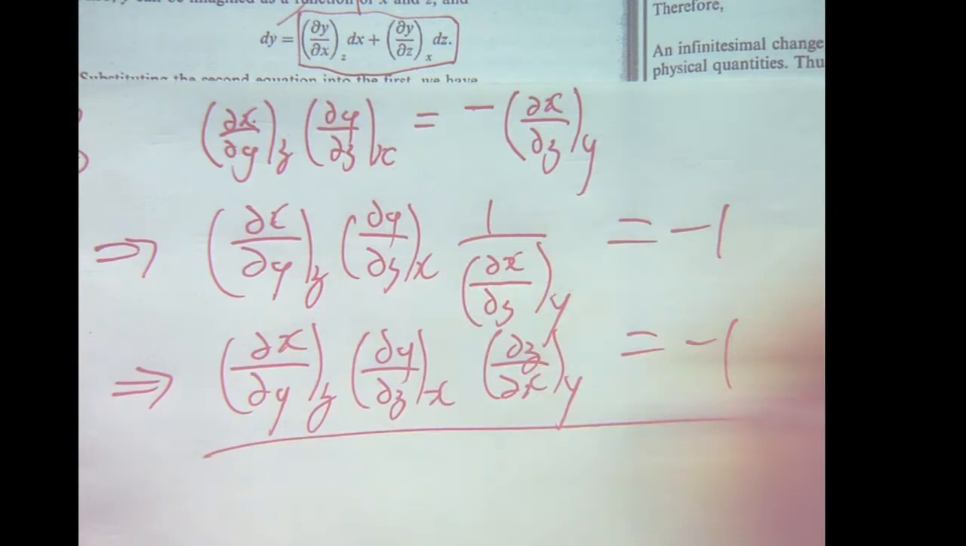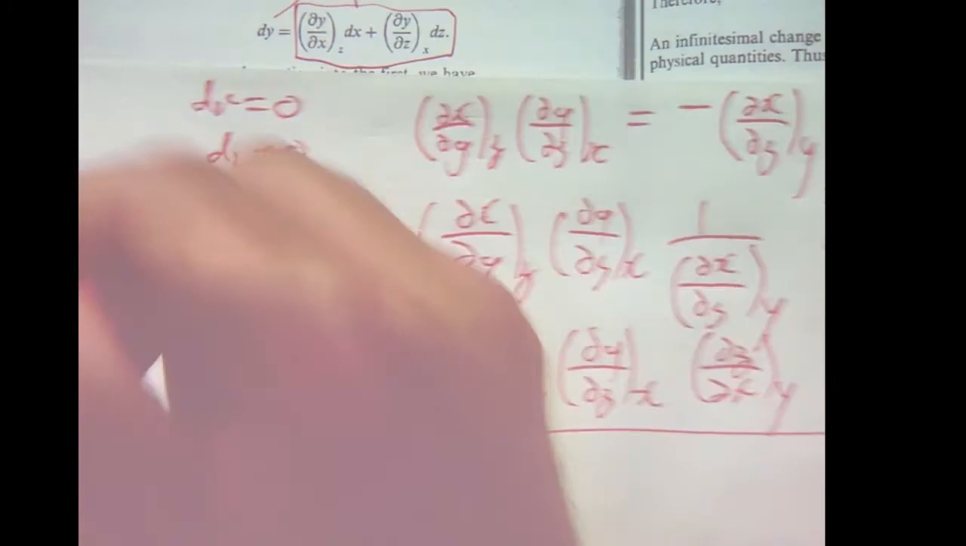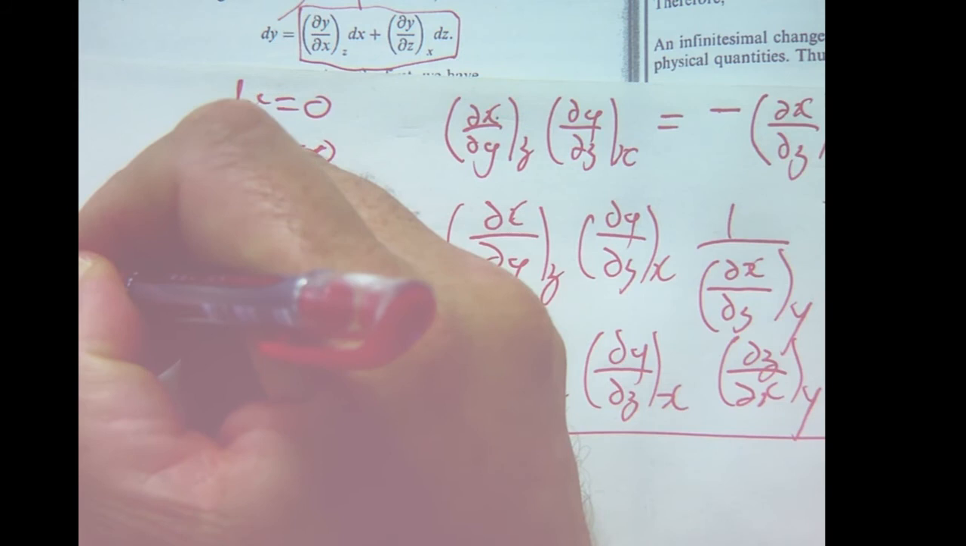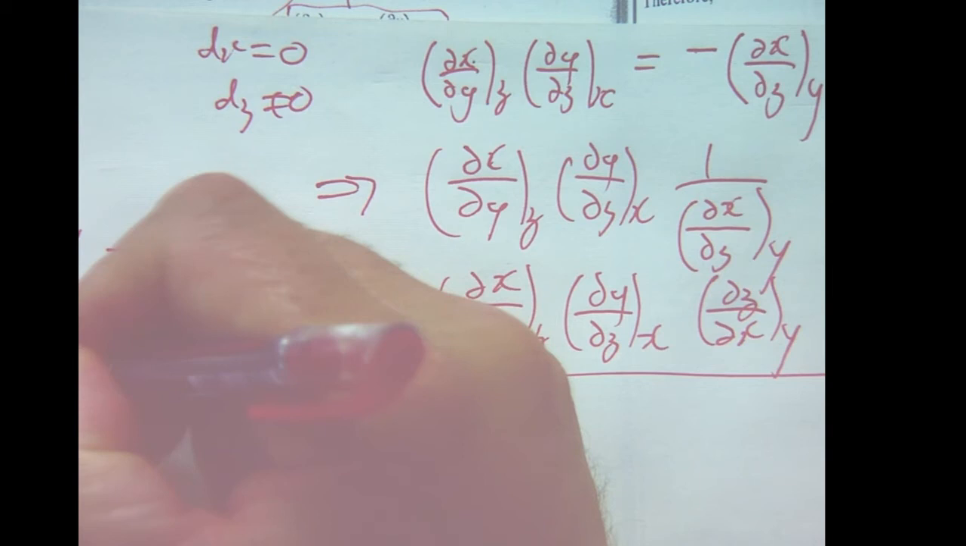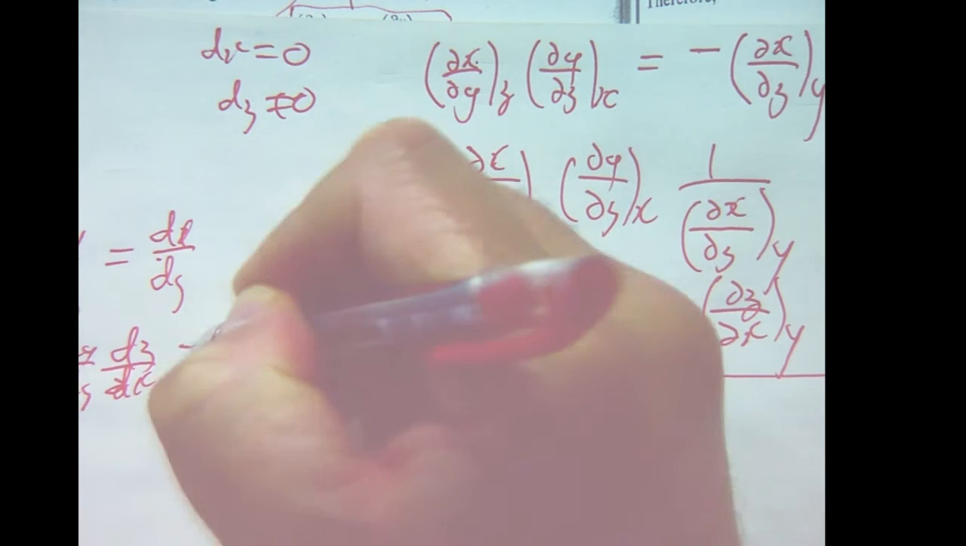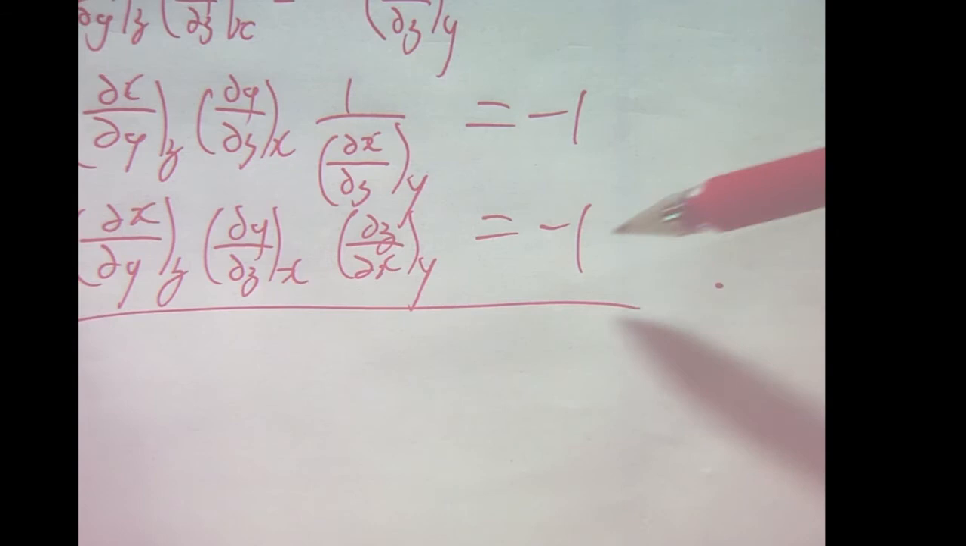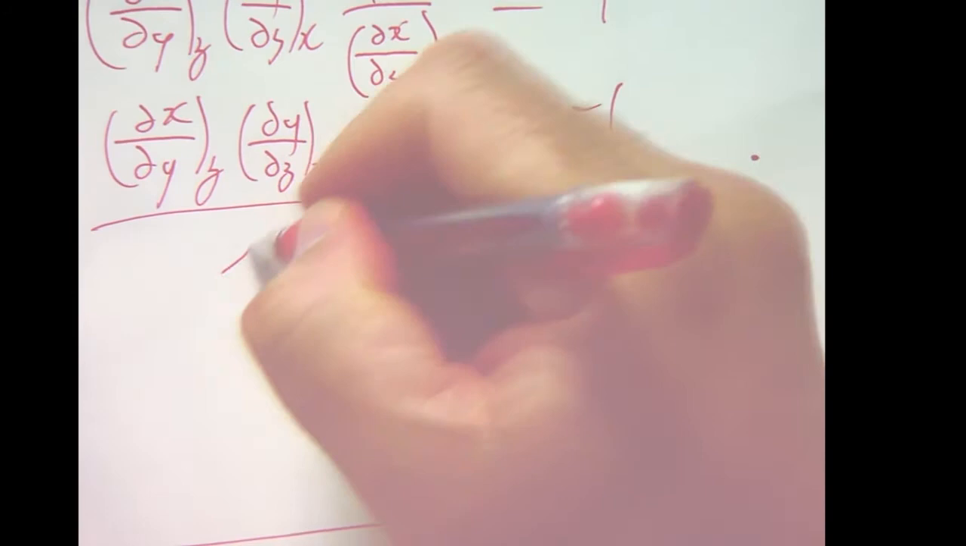In single variable calculus, in the chain rule, you get something like dx by dy, dy by dz equals dx by dz, and that means that dx by dy, dy by dz, dz by dx equals 1. This is single variable calculus, but in multivariable calculus it's not true. It's minus 1.